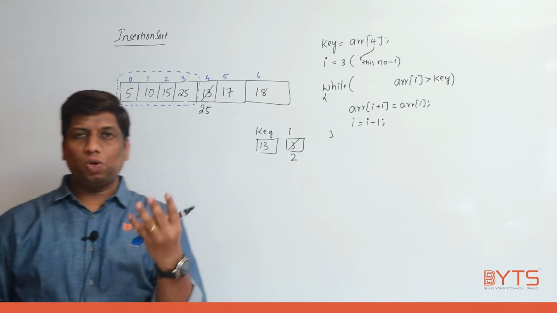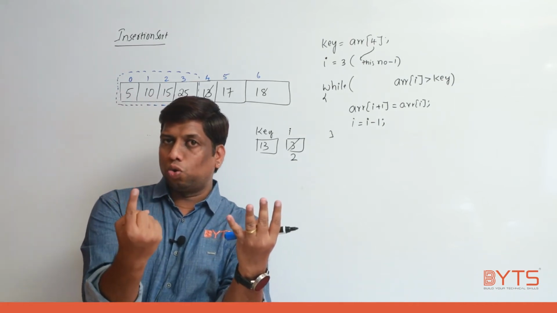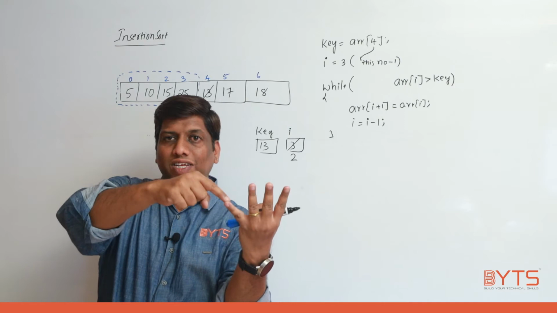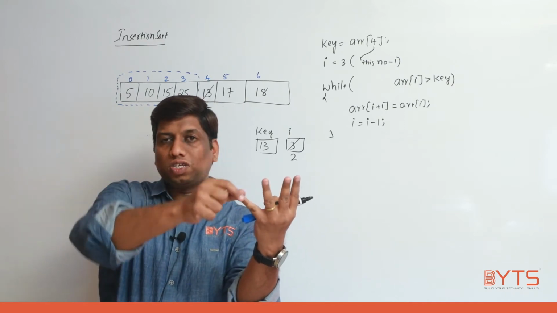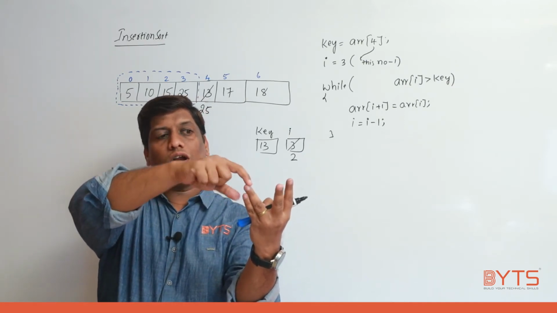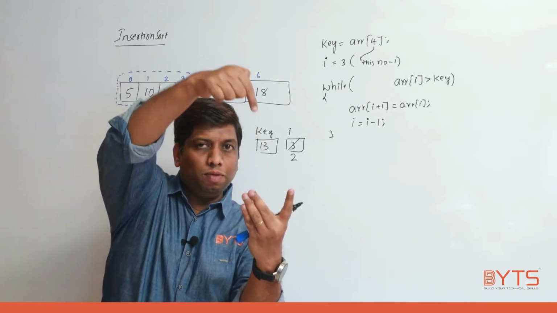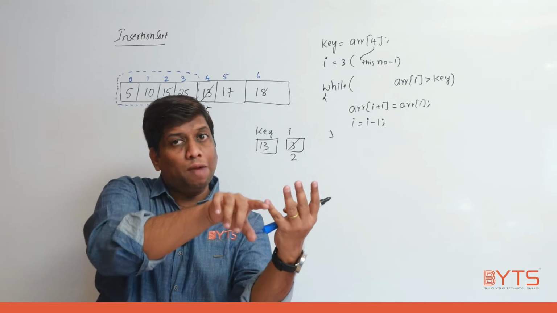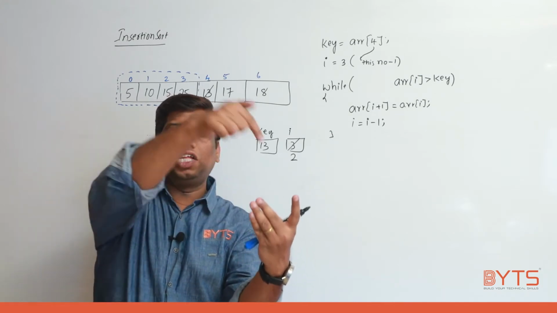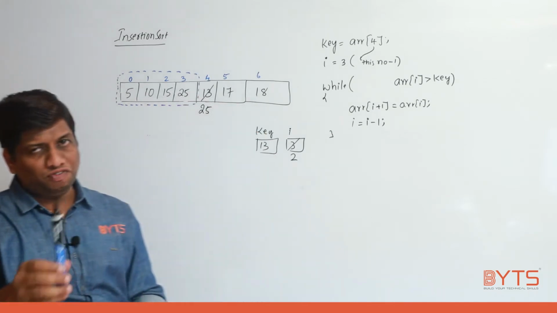See, whenever you are having 4 cards, whenever you are getting a new card, this card I am comparing. This is greater, move this card. This also greater, move this card. This also greater, move this card. Then only I am inserting this number. See, I am not swapping, I am moving the cards, then only I am inserting. That's the meaning of insertion sort.